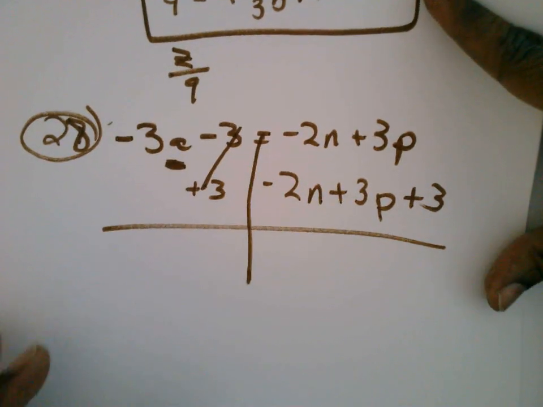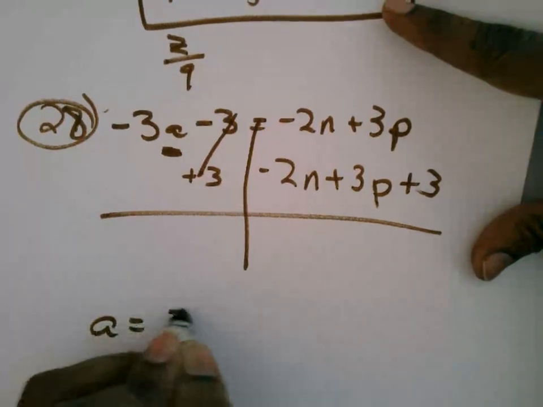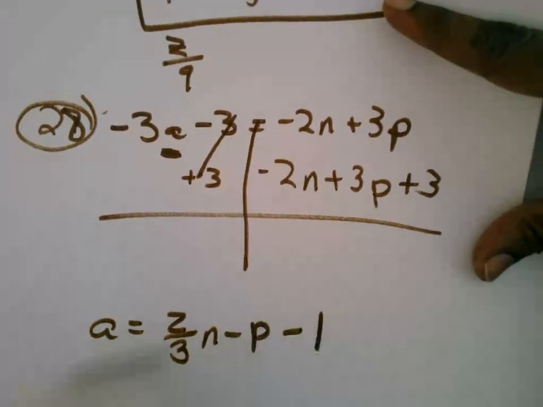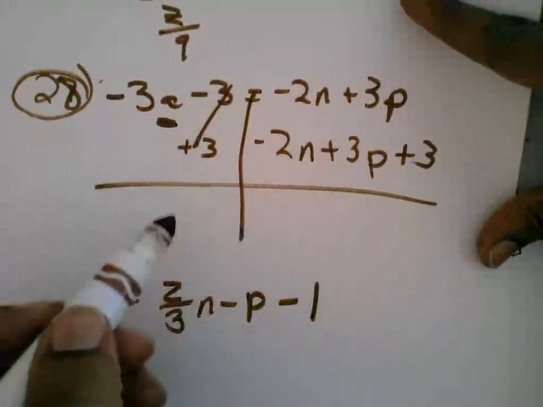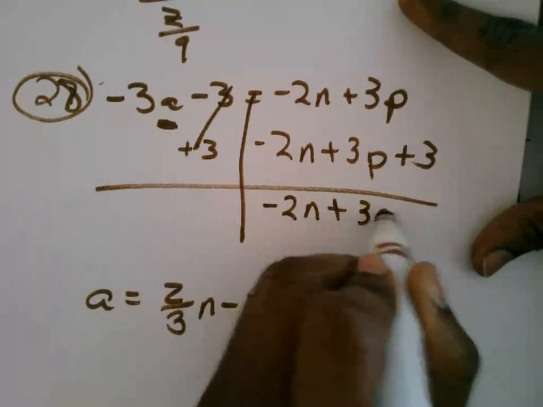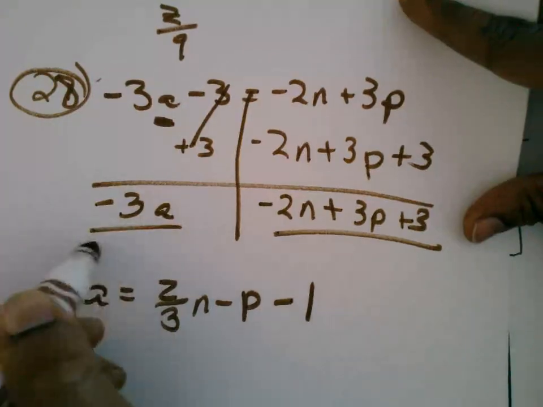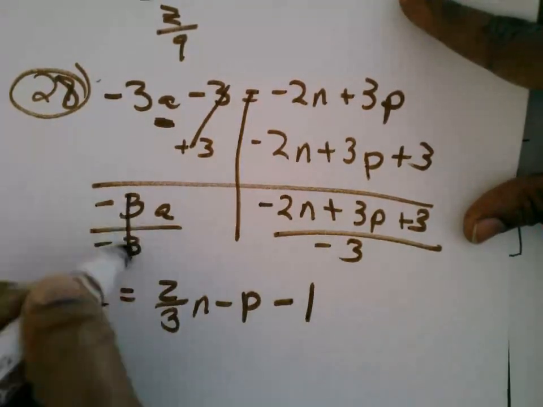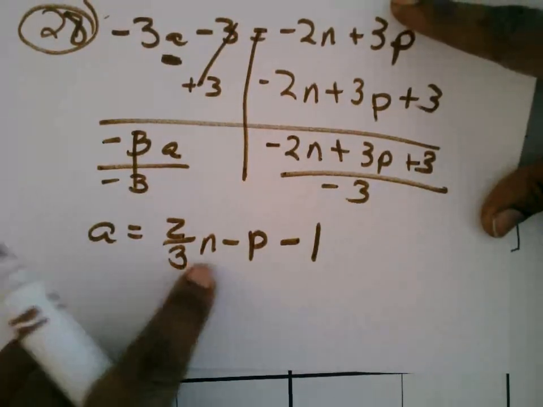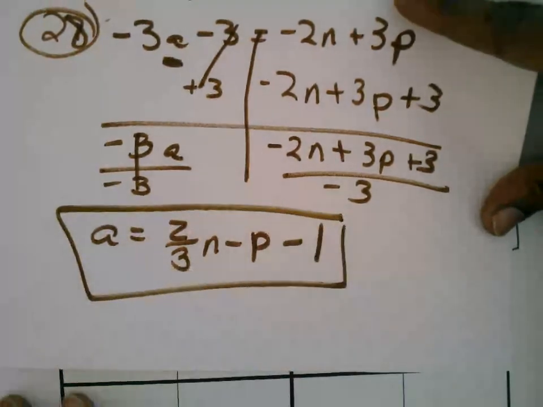Minus p minus u. Give it to me again. A equals 2 over 3 and minus p minus 1. I think that's right too. I put that. All right, so negative 2n plus 3p plus 3 gets divided by negative 3, correct? Yeah. Okay, that's how this became a minus. So positive 2/3 n minus p plus minus 1. That is correct. Yes.